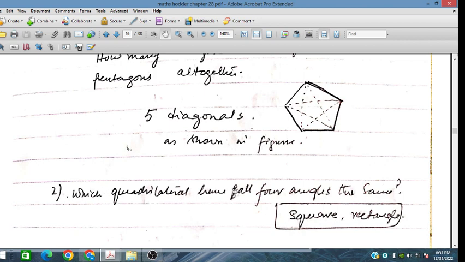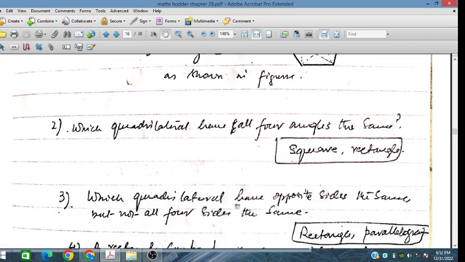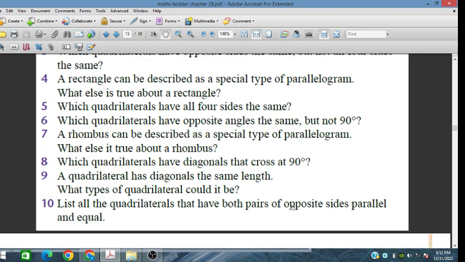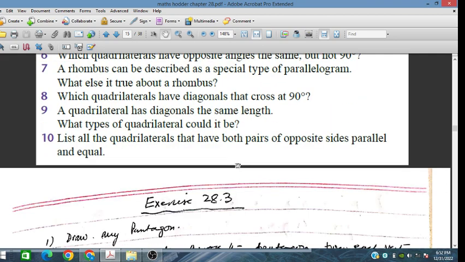Which quadrilateral has all 4 angles the same? The square and rectangle have all angles 90 degrees. Which quadrilateral has opposite sides the same but not all 4 sides the same? That is the rectangle and parallelogram. So this is the information we are using to solve it.